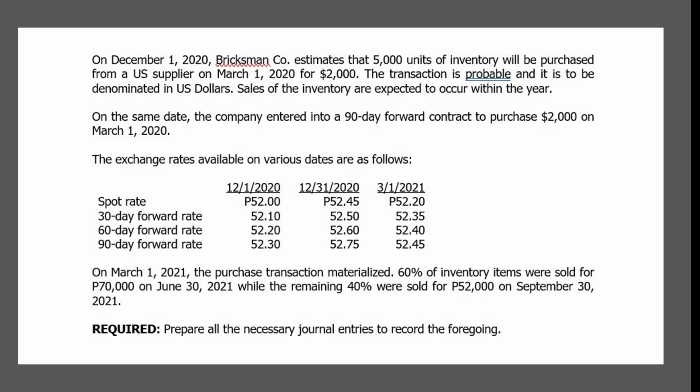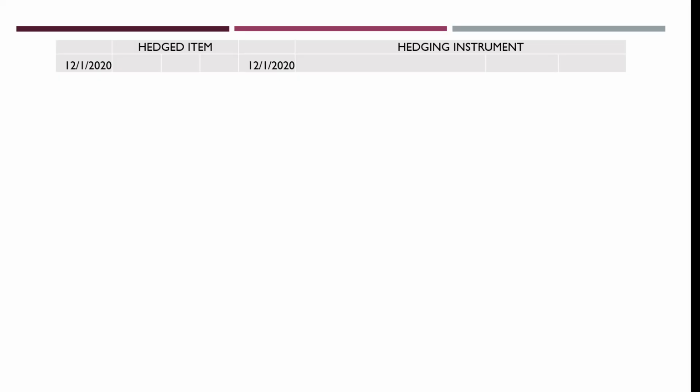So, ganun ulit, given yung spot rate at yung forward rate. Yung mga concepts na diniscuss natin sa first part, mag-a-apply ulit yan kay cash flow hedge. Malinaw. Okay? Sige. Then, on the last paragraph, on March 1, that purchase transaction materialized. 60% were sold on June 30, while the remaining 40% were sold on September 30 of the next year. Okay. How do we account for the hedging transactions? You will account for the hedge item and at the same time, hedging instrument.